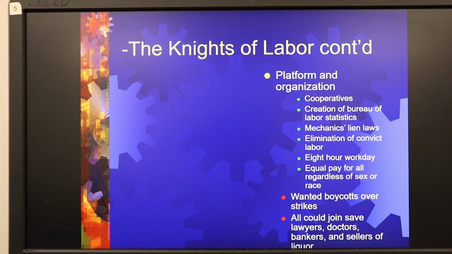Now, what did the Knights of Labor want? Well, they wanted cooperatives where everybody would own the tools and everything that they'd share amongst themselves. They wanted the creation of a Bureau of Labor Statistics. They wanted mechanics' lien laws to be able to be used.